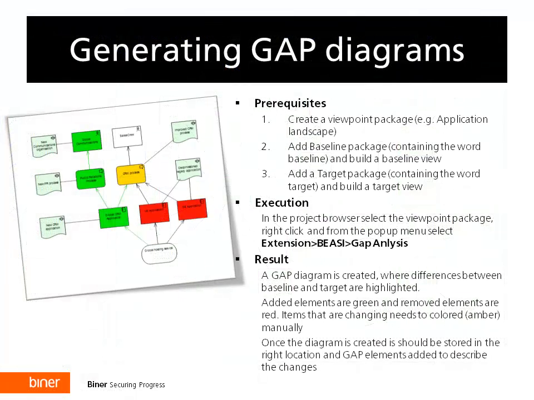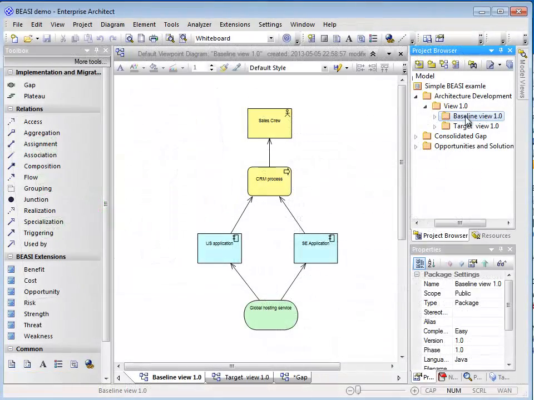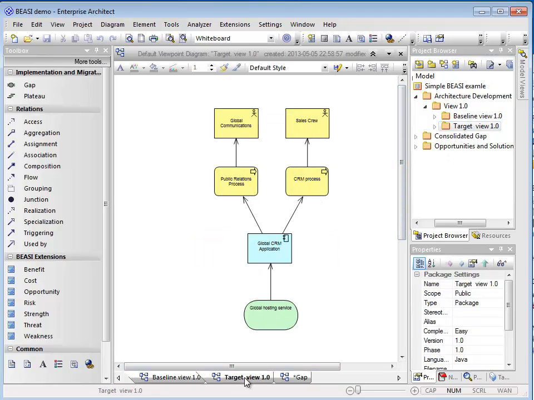One of the new features in BEASI is the possibility to automatically generate gap diagrams. Once a baseline view and a target view have been created, you just need to choose Gap Analysis from the BEASI menu, and the gap diagram is created using colors to highlight items that had been added or removed in the target view.